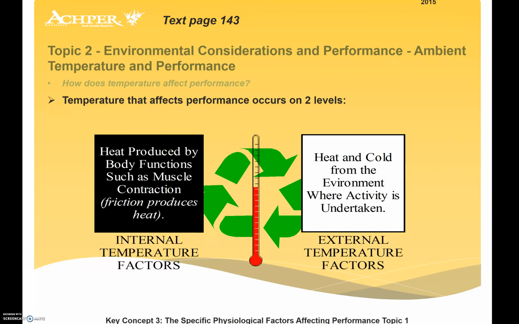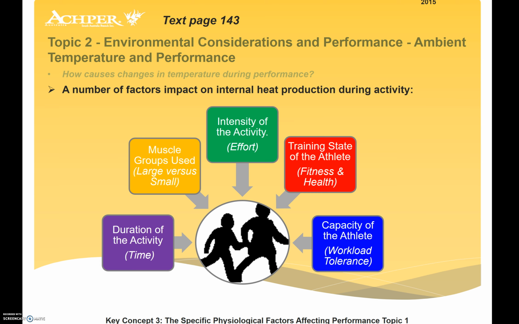All right, now we're looking at environmental considerations, temperature and performance. So how does temperature affect performance? Temperature affects performance on two levels. So heat produced by body functions such as muscle contraction looks at internal temperature factors, and the heat and cold from the environment where activity is undertaken. So that's external. So we have internal temperature factors and external temperature factors.